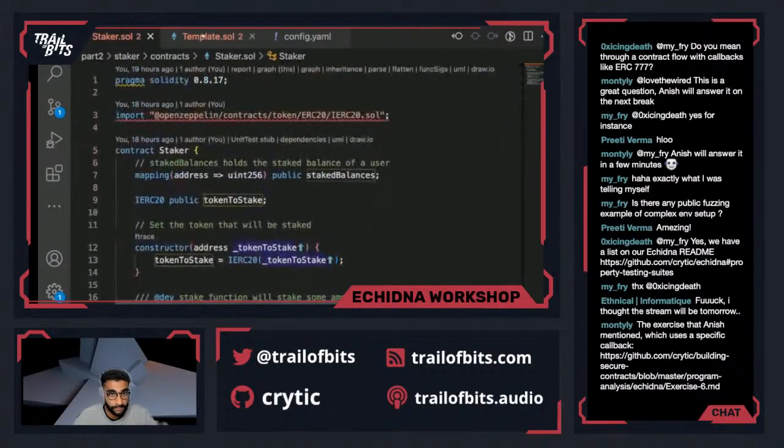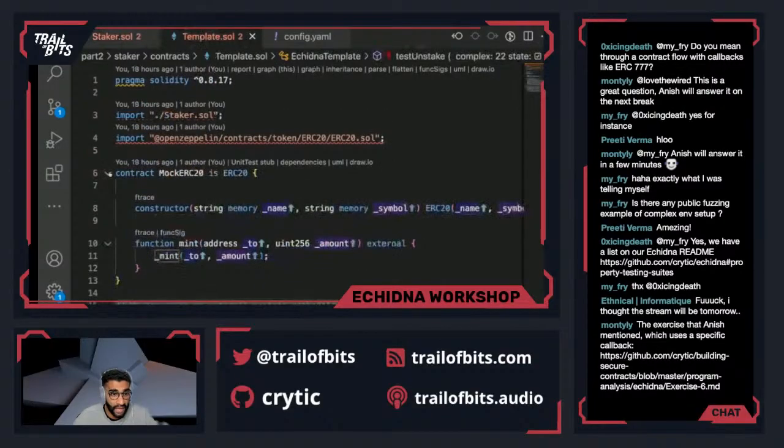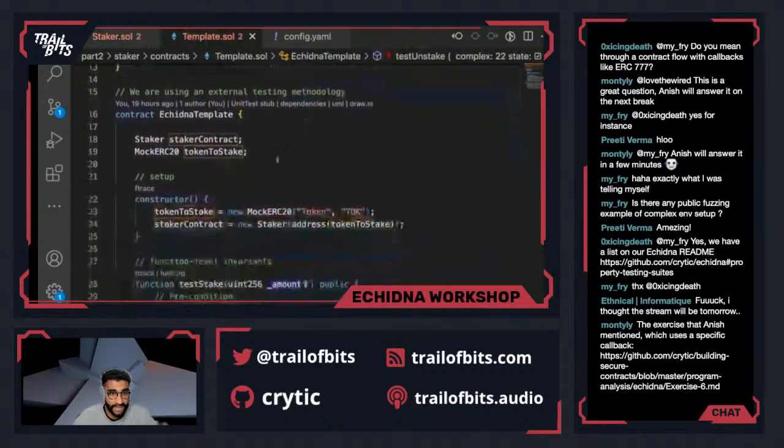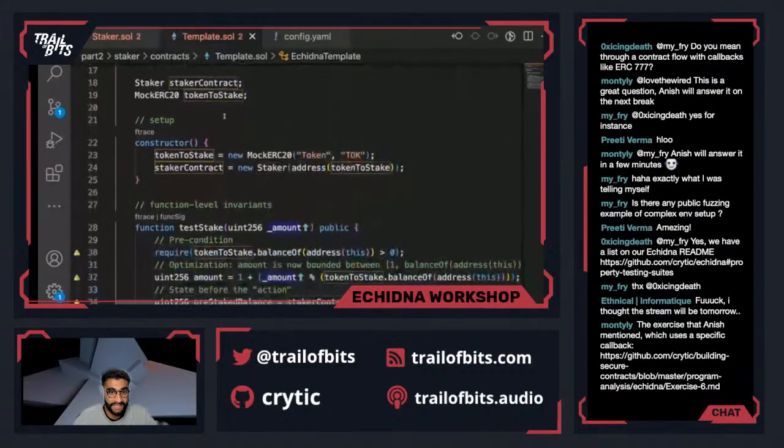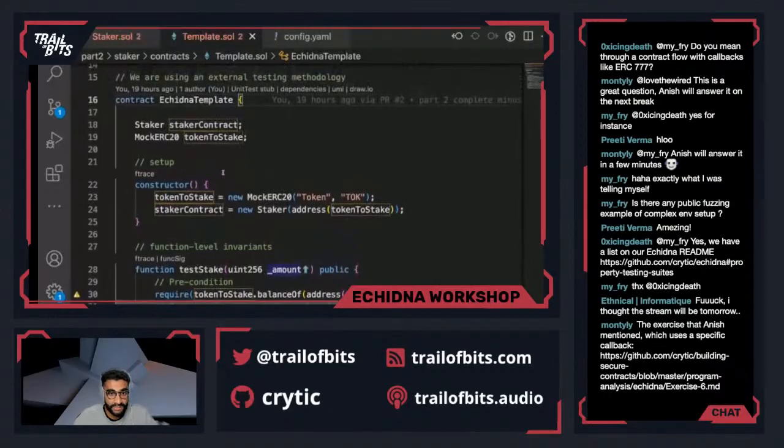So the template file here has this Echidna template contract. Notice right off the bat, we are not inheriting Staker. We are a completely separate system from Staker. We are not Staker. We are Echidna template. And so this is external testing methodology. Because we are a completely isolated system, we have to deploy the system ourselves. We have to actually deploy the Staker. We have to actually deploy the token to stake and set up our system accordingly.